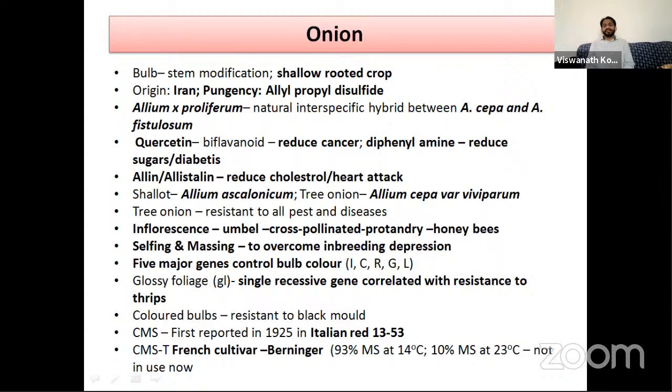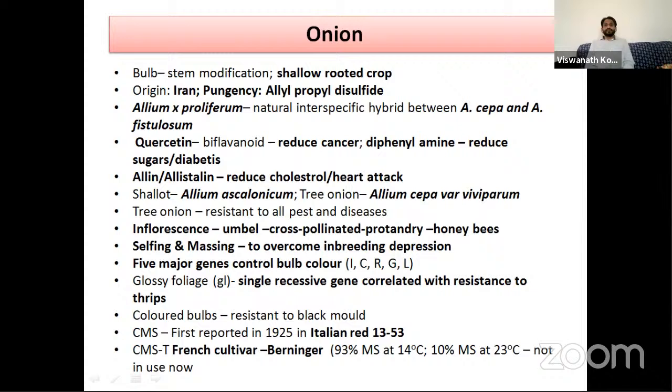Whereas in the case of cole crops, crucifers, they exhibit protogyny. Whereas the Umbelliferae family exhibits protandry. So all the crucifers have protogyny. All the Umbelliferae family species have protandry. So it's a cross-pollinated crop. The cross-pollination is mediated by honeybees. Since onion is a cross-pollinated crop, there is definitely a certain degree of inbreeding depression.